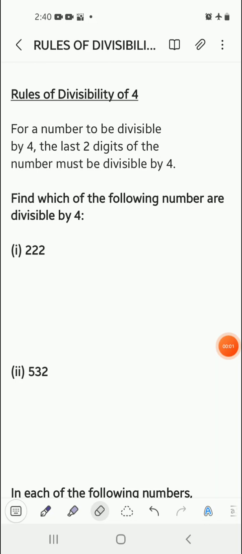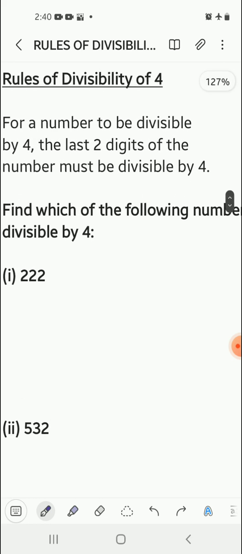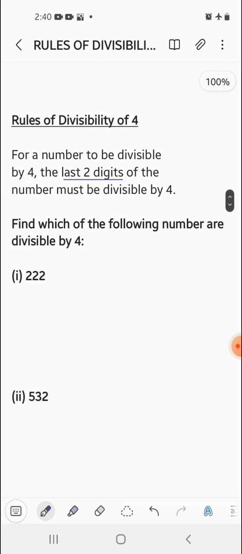Today's topic is rules of divisibility of 4. Now, the rule of divisibility of 4 says that for a number to be divisible by 4, the last two digits of the number must be divisible by 4. So, we are given a question: find which of the following numbers are divisible by 4.